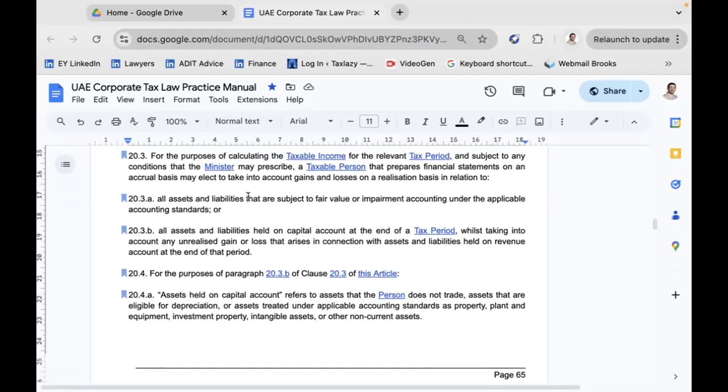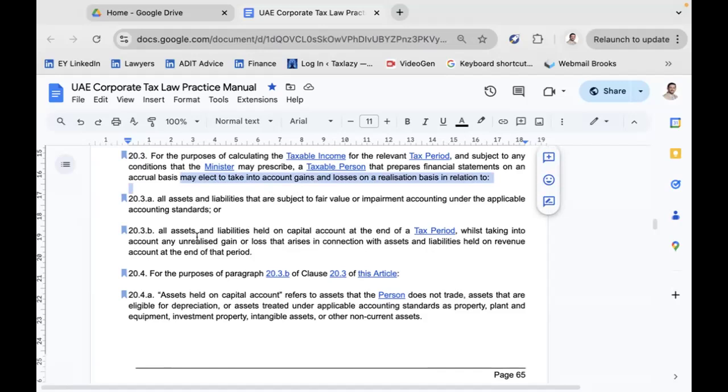Some of those gains become part of the revenue for the year, the profit for the year. Some of them go into other comprehensive income. So we are going to look at that, but let's read this properly. The taxpayer may elect to take into account gains and losses on a realization basis. If you read it carefully, this is an option. This is an option which we are going to look at in the next two clauses.